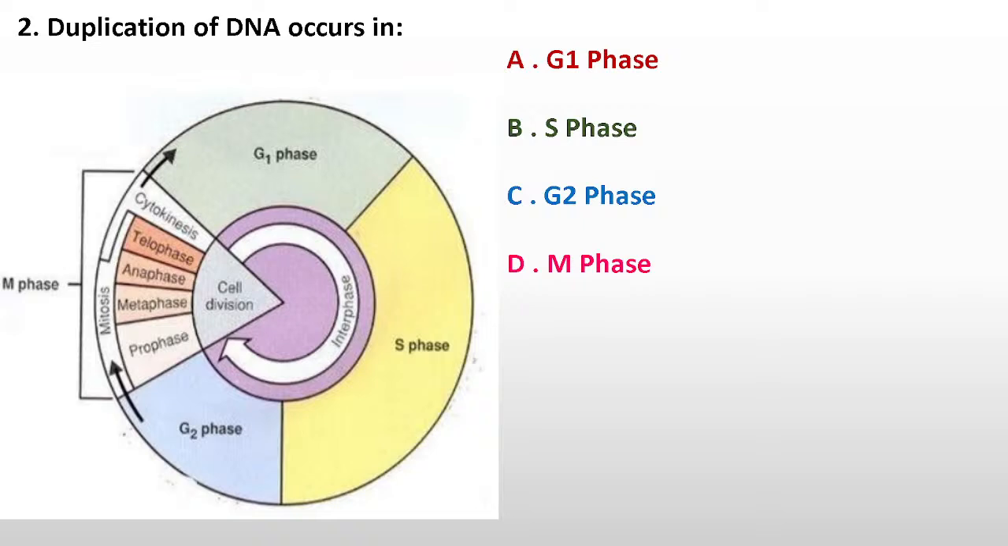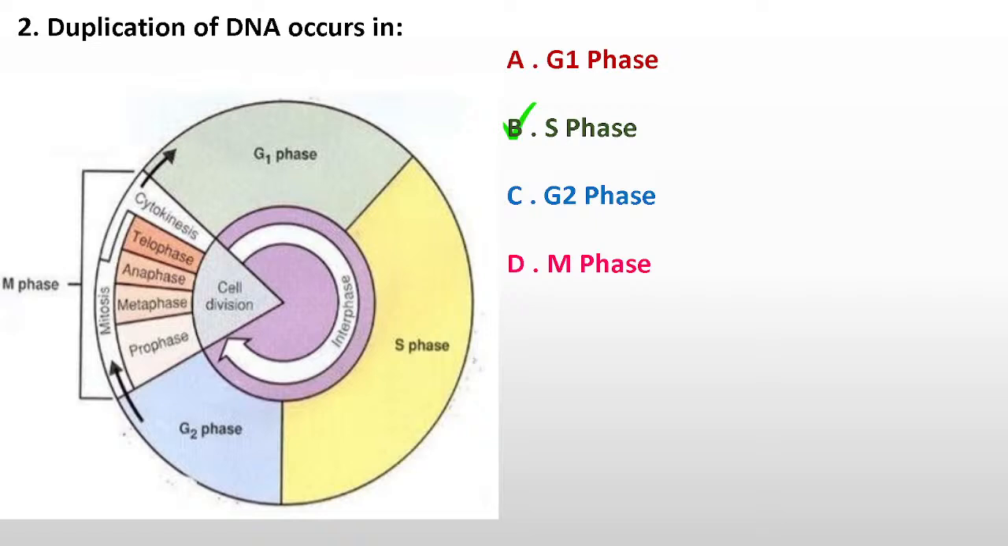So answer me. Duplication of DNA occurs in dash. Friends, duplication is nothing but replication. That is a process in which it forms its own copy. So when does the DNA form its own copy? So the correct answer for this question is B, S phase. S stands for synthetic phase or synthesis phase, which is a subdivision of interphase.